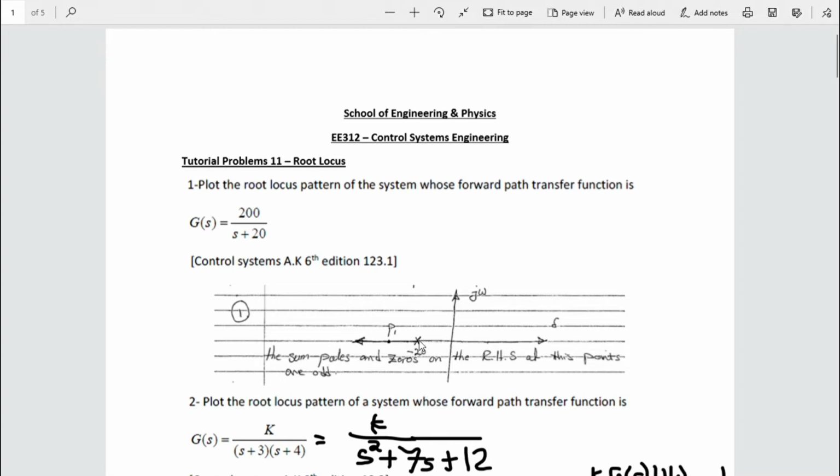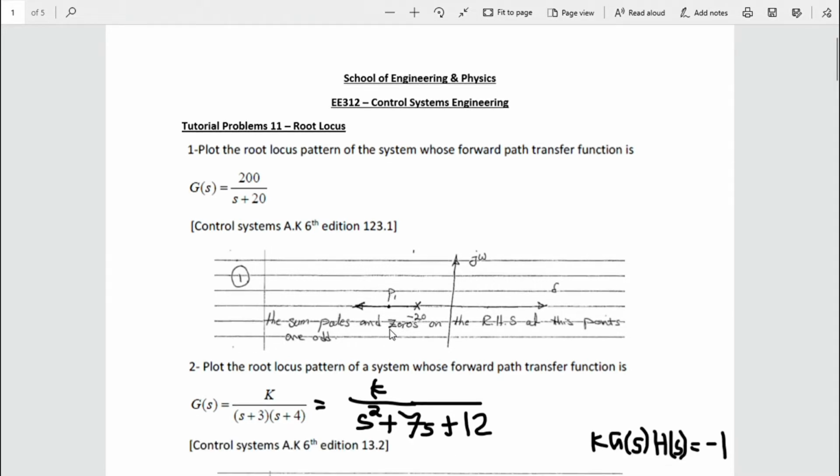Your behavior at infinity is that it will also go towards infinity. So you'll get a root locus plot for this particular transfer function as something like this. Point 1 and this point 1 fall on the root locus pattern of this particular transfer function, so we say that it falls on the root locus.